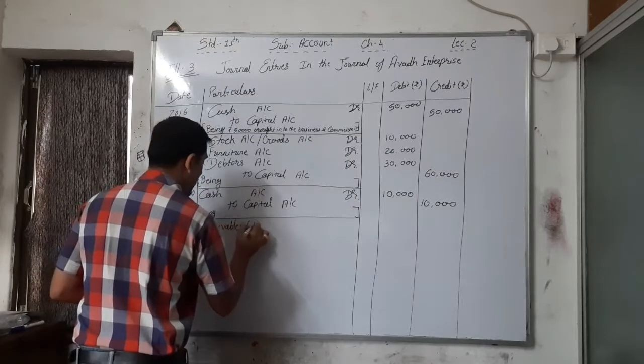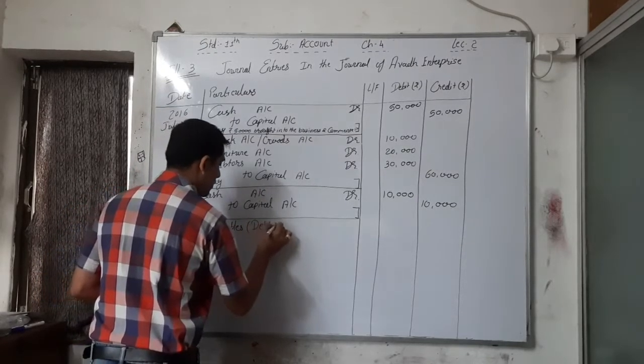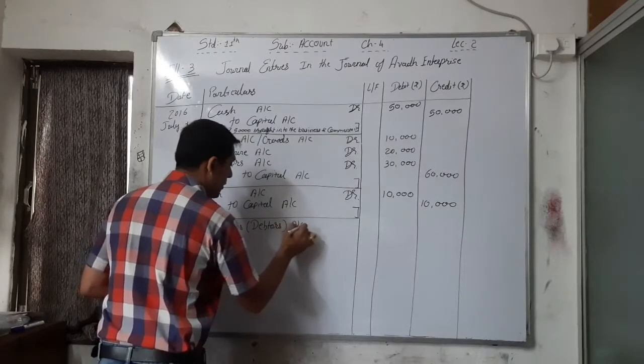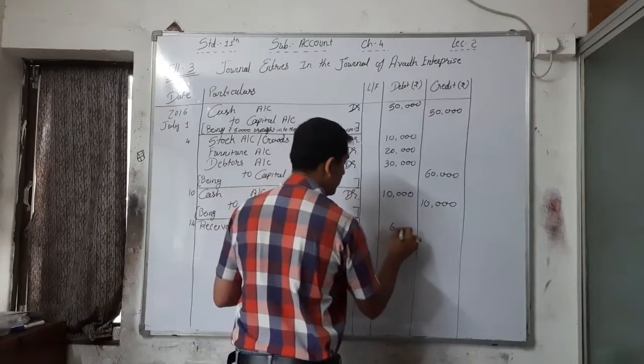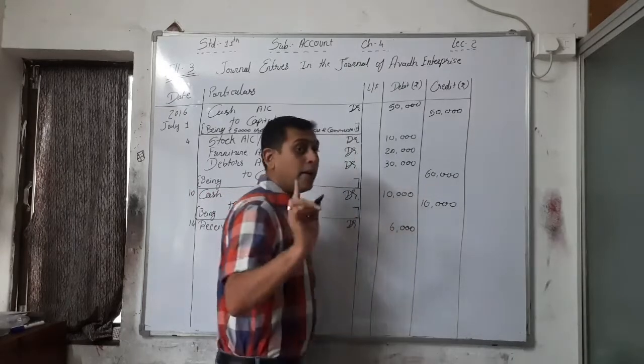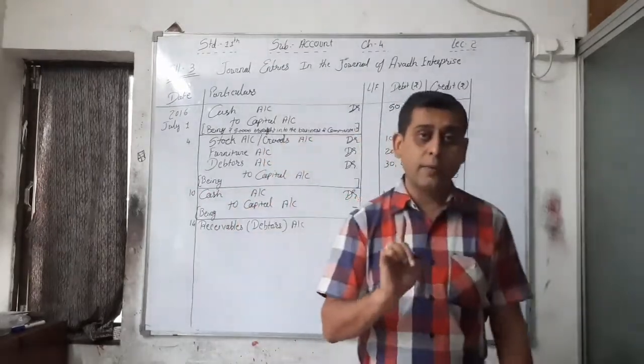Receivables, that is debtors account, debit, rupees 6,000. Payables account always credited, right?